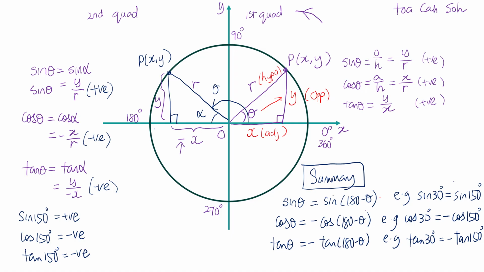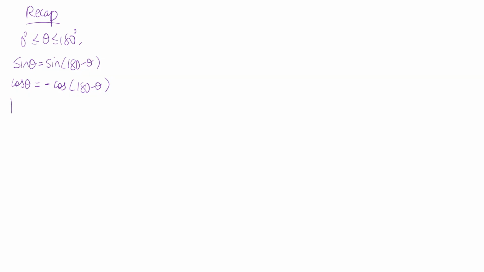So how is this information going to help us in problem solving? The next two slides, I'll give you some examples. Right, let's do a recap of what we have learned in the earlier slide. When the angle theta is between 0 degrees and 180 degrees inclusive, the ratio for sine theta will be the same as the ratio for sine 180 minus theta. The ratio for cos theta, however, will be negative the ratio for cosine 180 minus theta, and tangent theta will be negative as well.